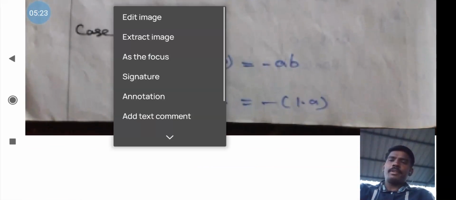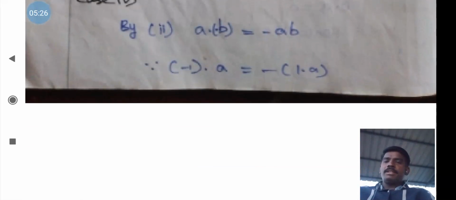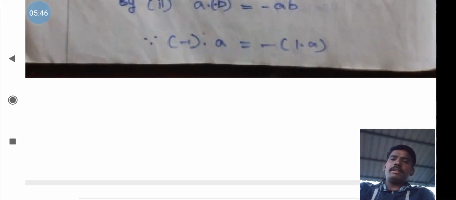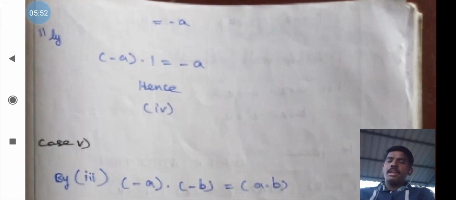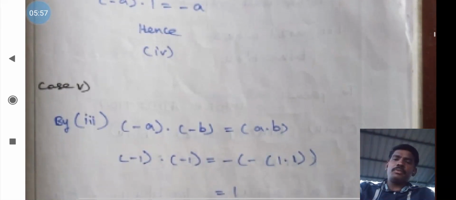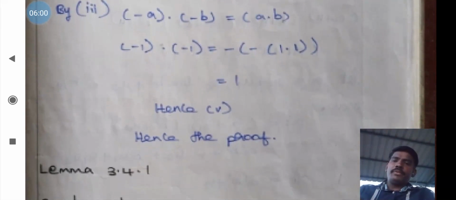Third one is proved. And the fourth one, (minus 1) dot a equal to minus of (1 dot a), which is equal to minus a. For this also I use the second condition, that is instead of b I use 1. (Minus 1) dot a equal to, I can bring the minus outside, therefore minus of (1 dot a), which is equal to minus a. So similarly I can say that a dot (minus 1) equal to minus a, and the fourth one is proved.